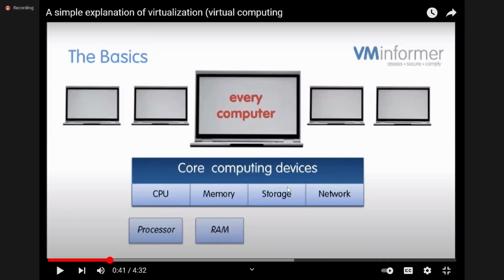The PC that I have now, it means that I'm going to divide its physical things to be separate.